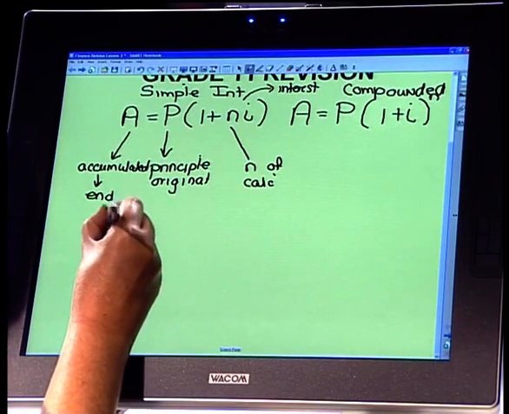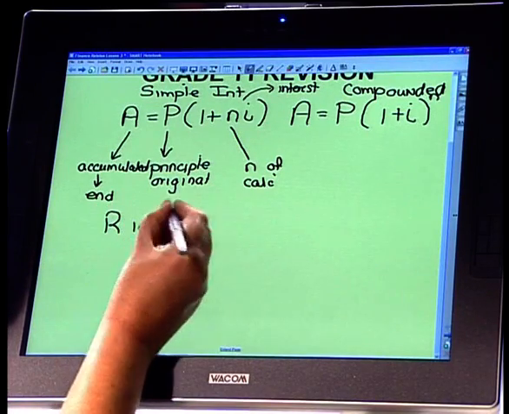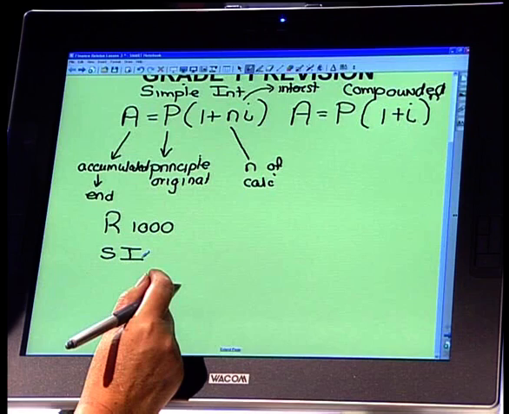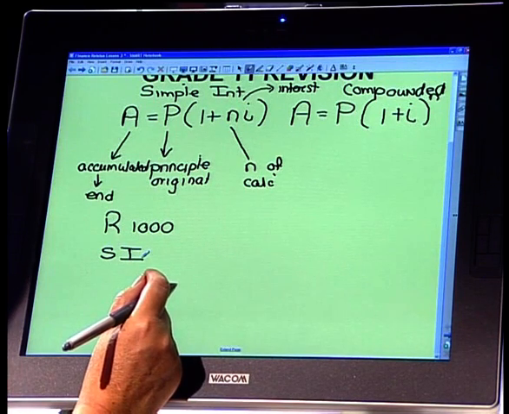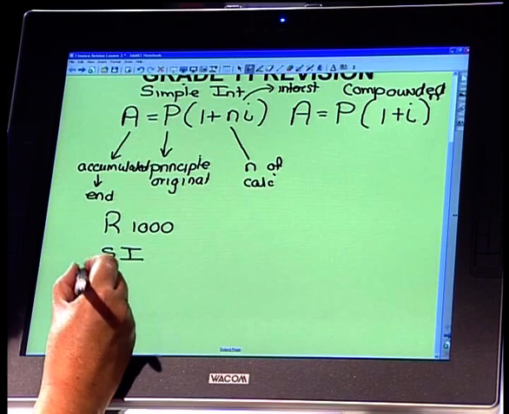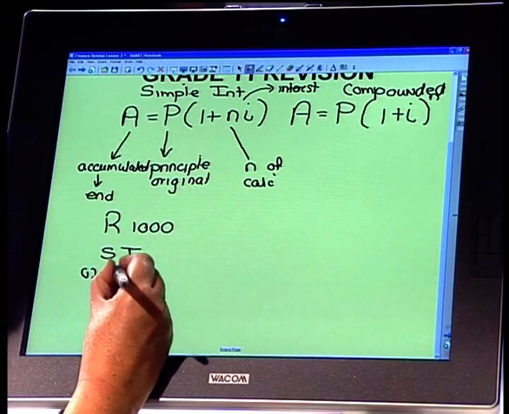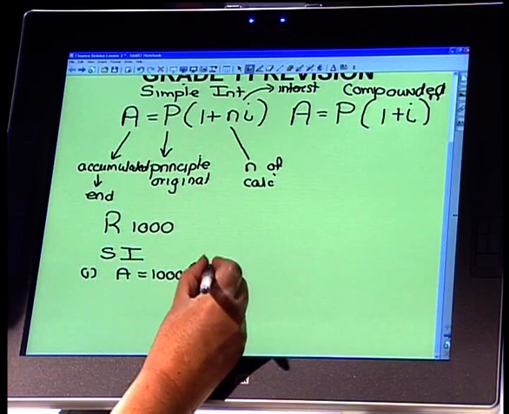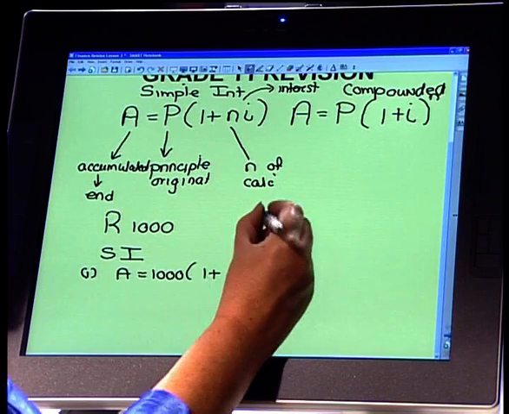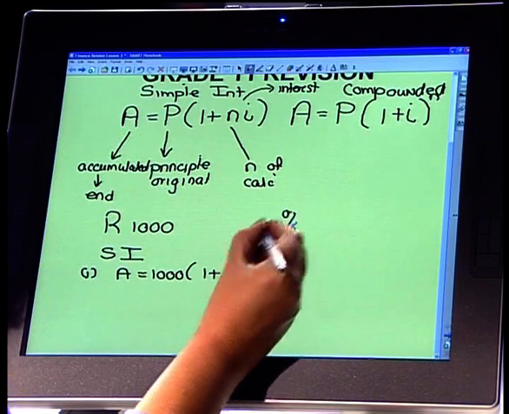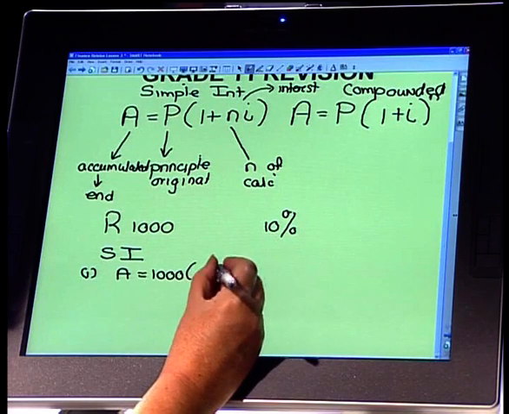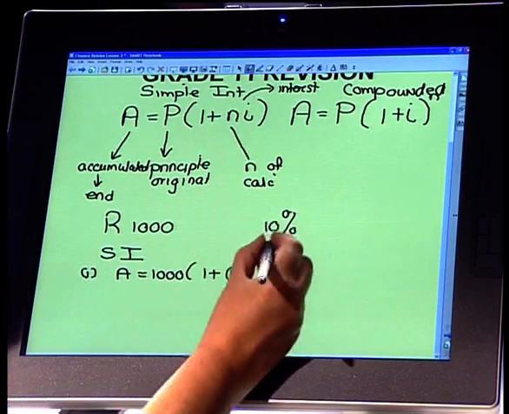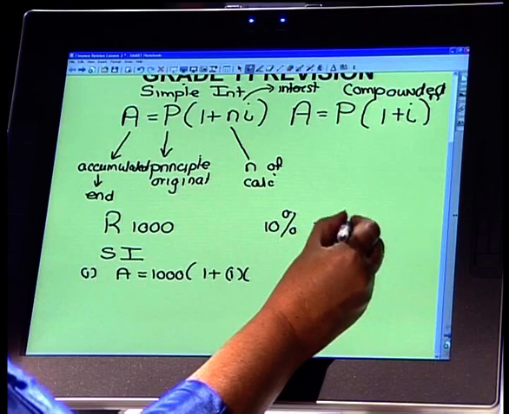Let's take an amount of 1,000 Rand. And let's suppose we're going to work on simple interest and we're going to leave this thing to work for 2 years. So in the first year, according to my formula, the accumulated amount would be the 1,000 Rand, 1 plus the interest rate, which let's make it 10% for ease of calculation. It'll be 1 plus 1, because it's 1 year, times 10%. Now 10% we write as 0,01.